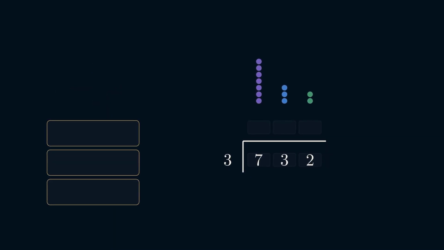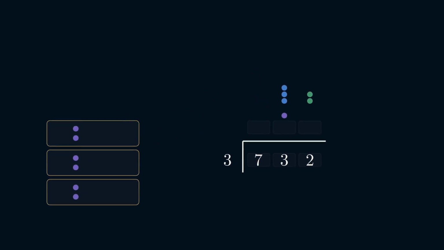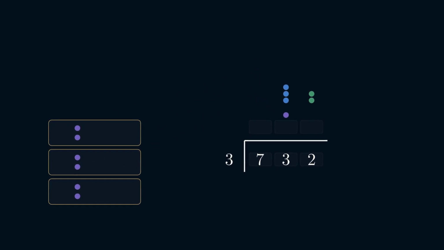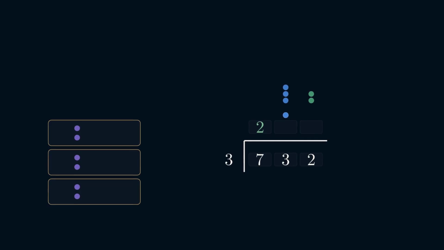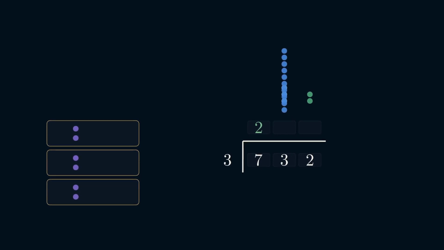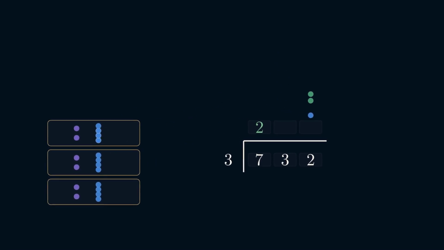The 3 group lanes appear. We share the 700s into 3 groups. Each group receives 200s. 100 is left over. That leftover 100 does not disappear. It becomes 10 tens. Those 10 tens join the 3 tens already there. Now there are 13 tens. We share 13 tens into 3 groups. Each group receives 4 tens. 1 ten is left over.